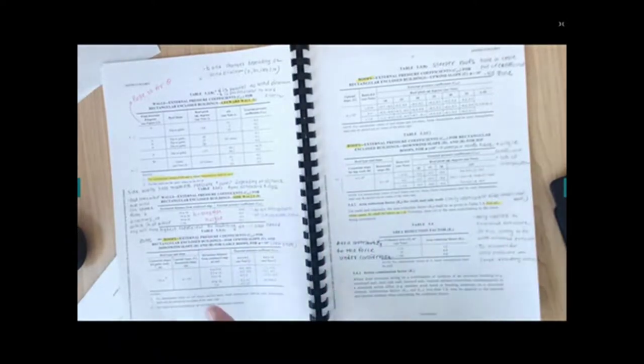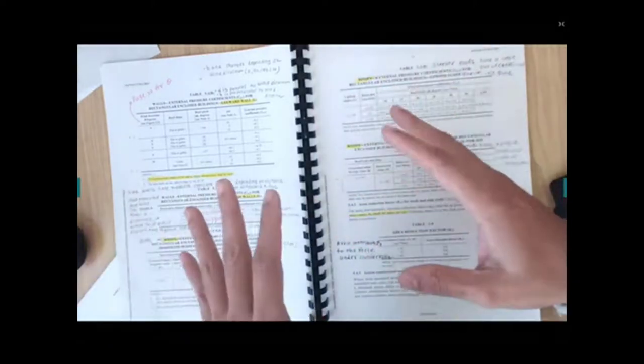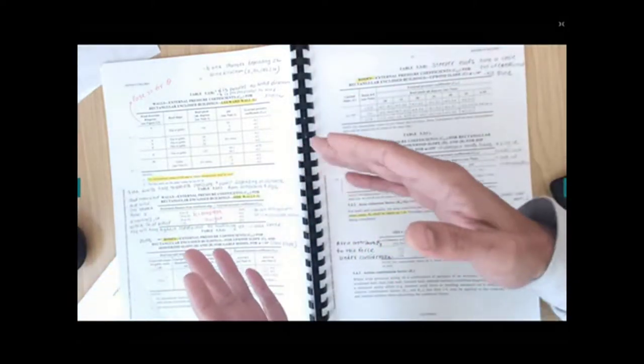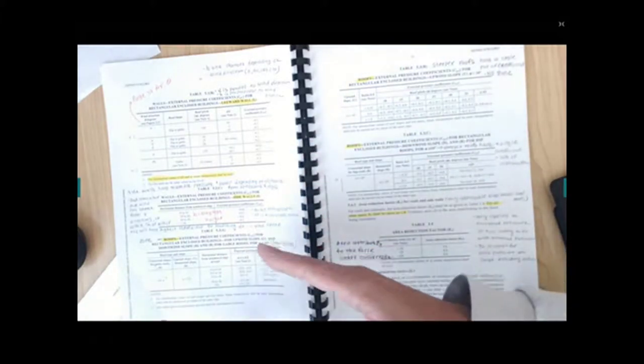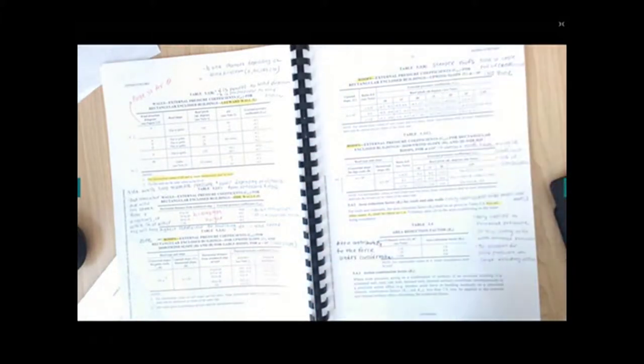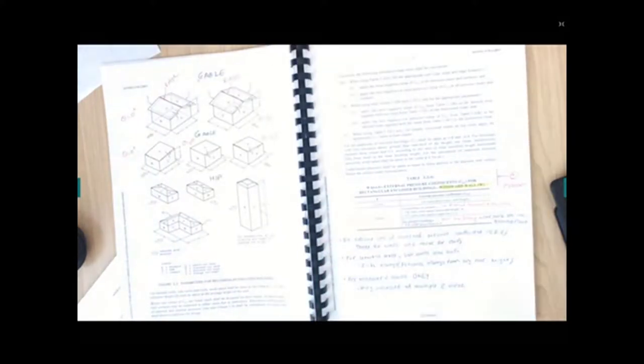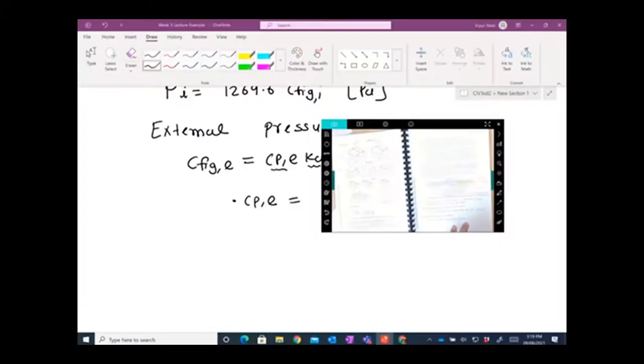So that is the CPE. So you have a total of 6 tables to choose the CPE values. Table 5.2 A, B, and C is for walls. 5.3 is for roofs. Okay, now which one to go for? Right, because there are 6 tables. So how do we go and take it? Now look at where you want to find the pressures.